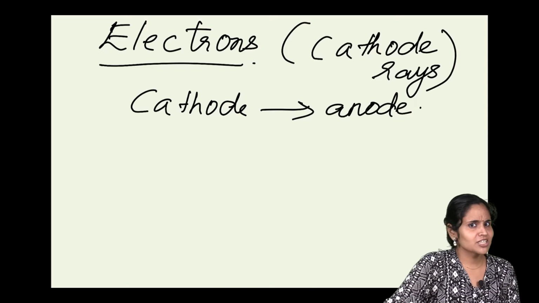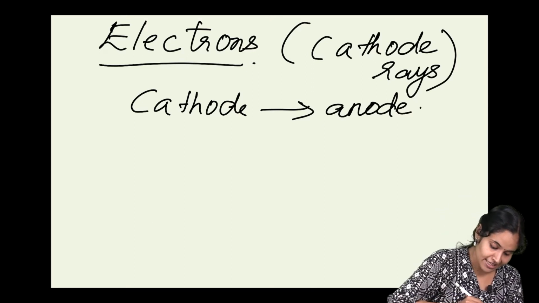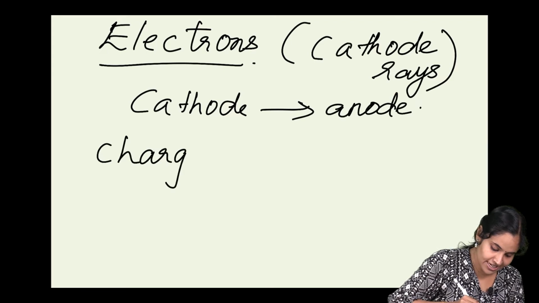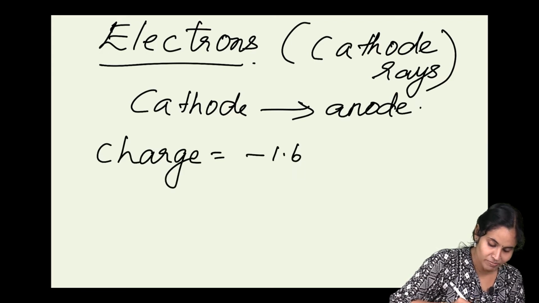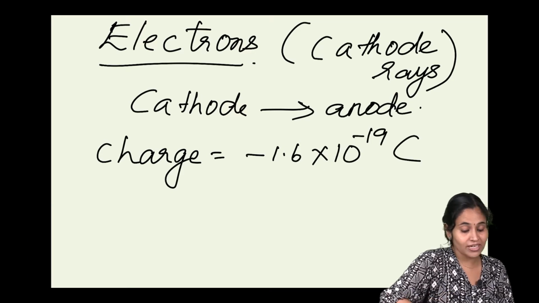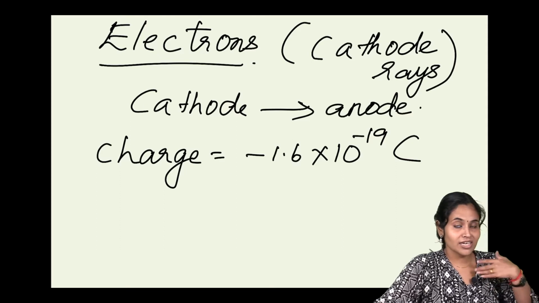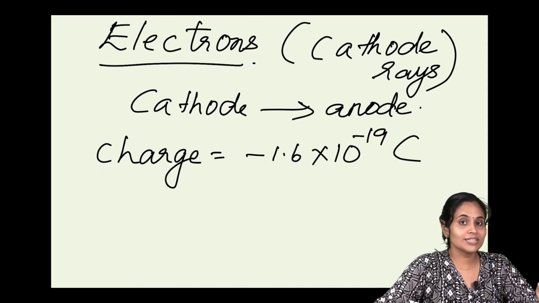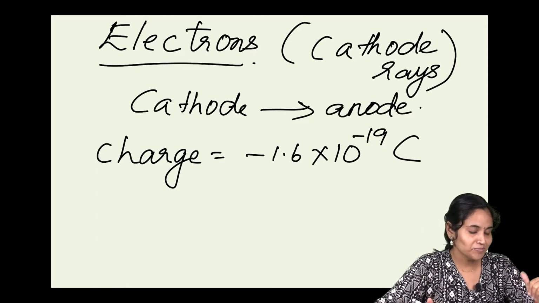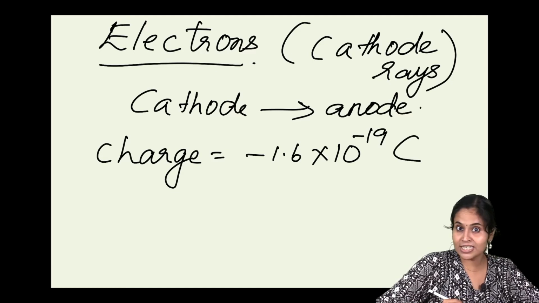And what about the charge of electrons? They are negatively charged particles, and the charge of electron is minus 1.6 into 10 raised to minus 19 coulombs. You have to learn by heart all these values: charge of electron, mass of electron, then again charge and mass of protons. All these things should be there in your mind, okay? So starting with the charge of electron, that is minus 1.6 into 10 raised to minus 19 coulombs.